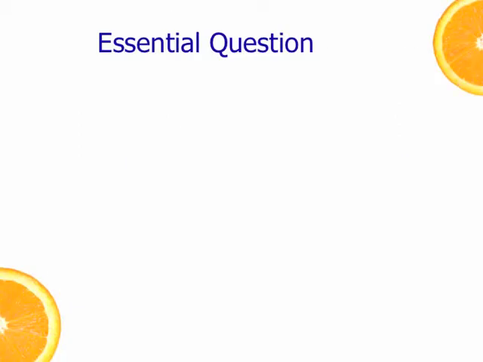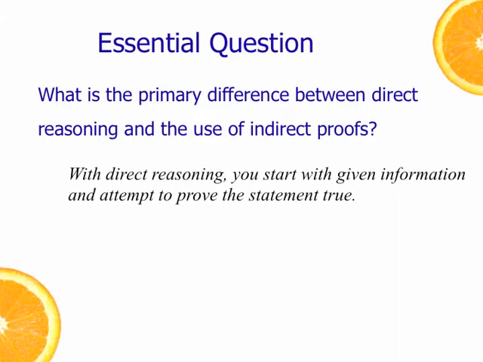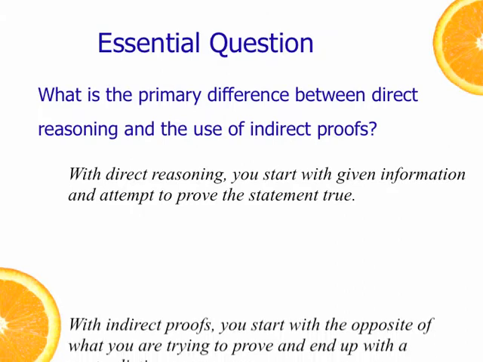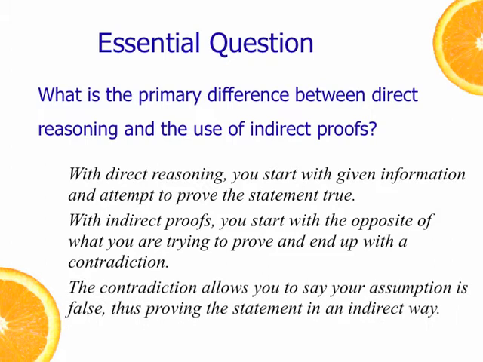So let's go back to our essential question and make sure we're clear. The primary difference: with direct reasoning, we start with the given information and attempt to prove the statement true. But with indirect proofs, you actually start with the opposite of what you're trying to prove. And you end up with a contradiction. And this contradiction allows you to say that your assumption is false, therefore proving the statement in an indirect way.